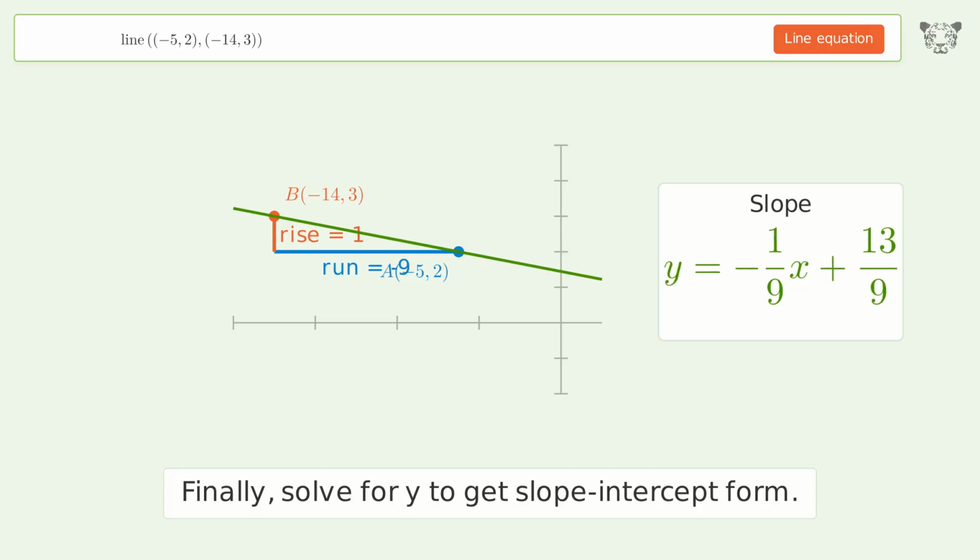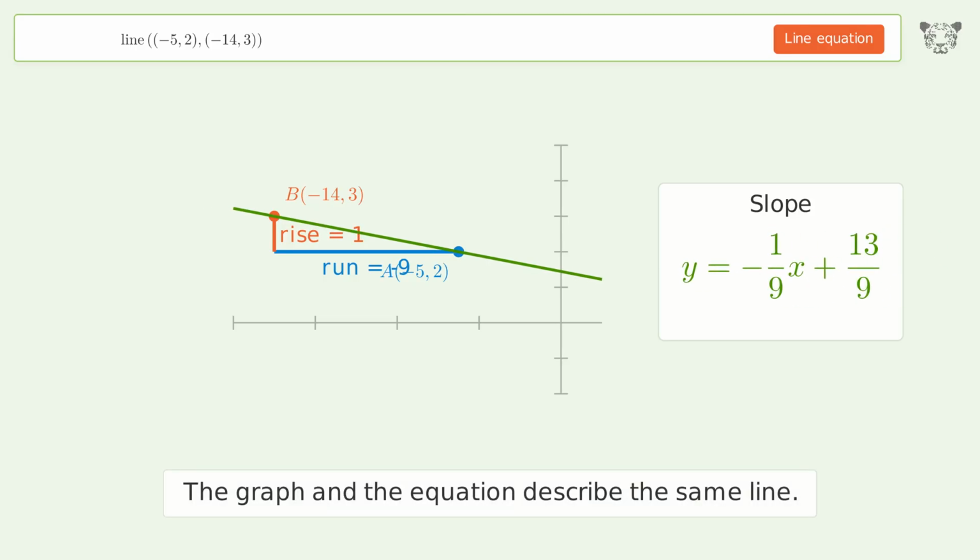Finally, solve for y to get slope negative intercept form. The graph and the equation describe the same line.